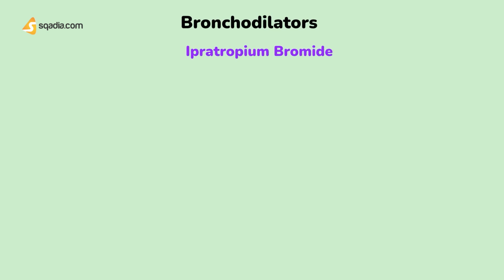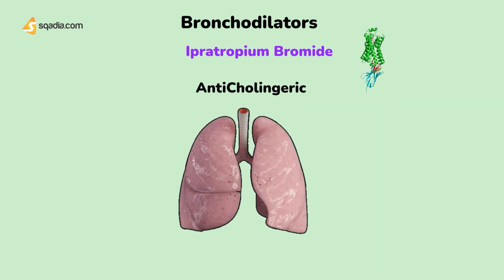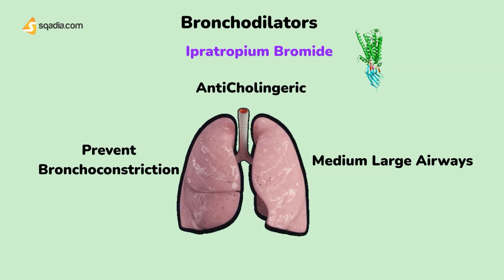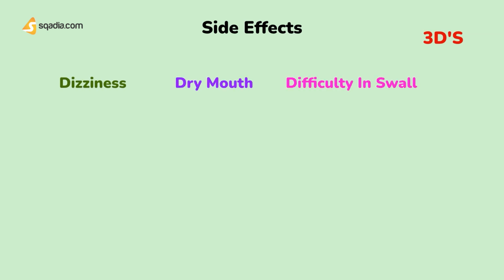What if the symptoms are uncontrolled with high-dose inhaled corticosteroids? In that condition, you have to consider bronchodilators, which include the antimuscarinic agent ipratropium. Ipratropium bromide is an anticholinergic medication that opens up the medium and large airways in the lungs and prevents bronchoconstriction of the bronchioles. Ipratropium is given in combination with the beta-2 receptor agonist. And what are the side effects of ipratropium? Well, ipratropium causes 3 Ds: dizziness, dry mouth, and difficulty in swallowing.